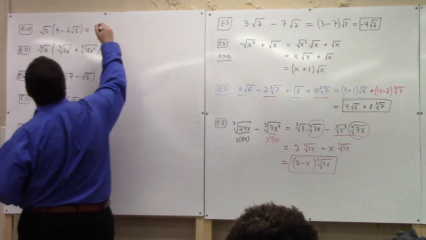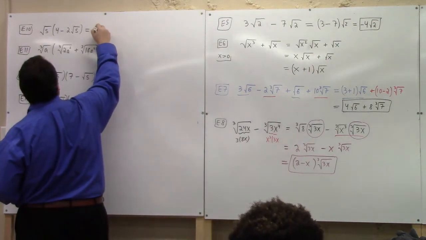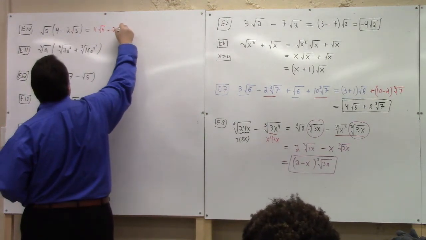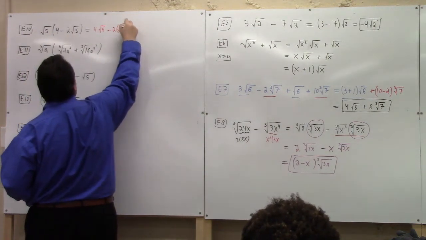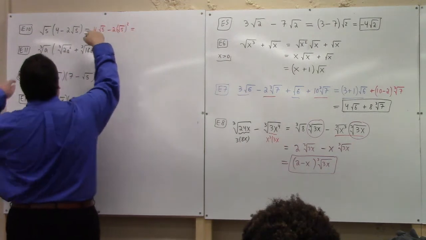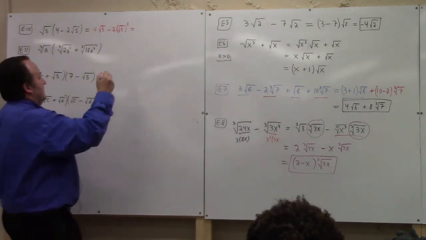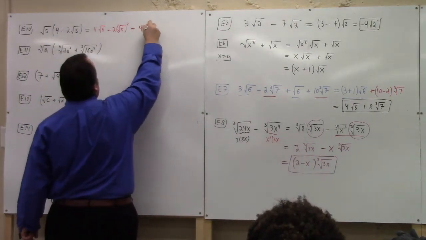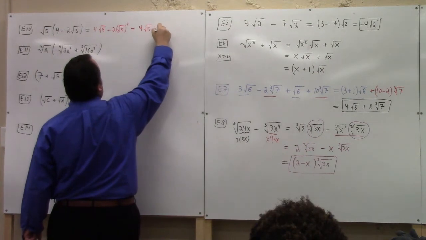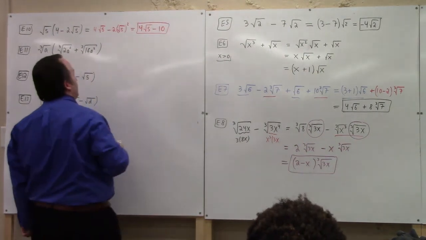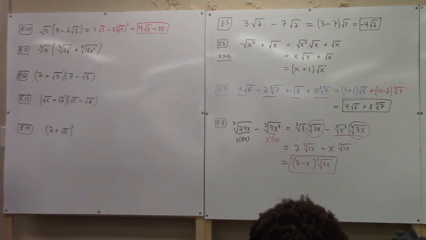We've got 4 times the square root of 5 minus 2 times the square root of 5 squared, right? Because we get square root of 5 times square root of 5. But what is the square root of 5 squared? Well, it's just 5 again, right? So this gives us 4 root 5 minus 10, because 2 times 5 is 10. I mean, you could factor a 2 out if you wanted, but I think that's fine.